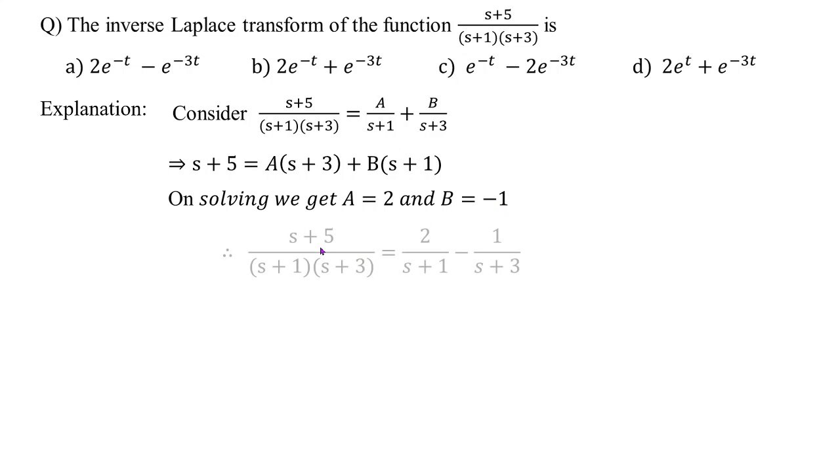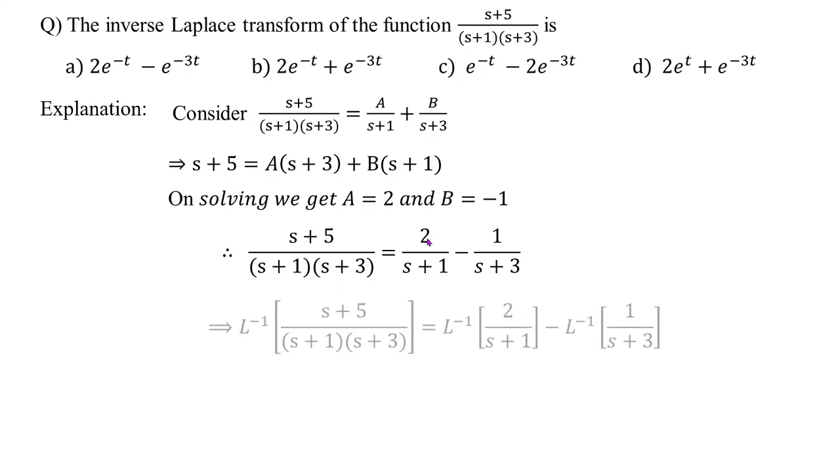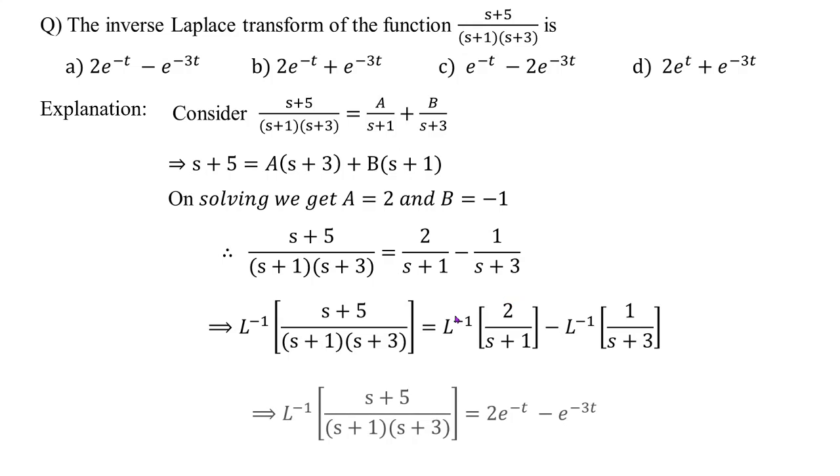Substituting this, we will have such type of expression, and we know that if I wish to take the inverse Laplace of this, the inverse of 2 upon s plus 1 is 2 times e raised to minus t, as 2 is a constant, and the inverse of 1 upon s plus 1 is e raised to power minus t. Similarly here this comes out to be e raised to power minus 3t. So in this way the correct option is option A.